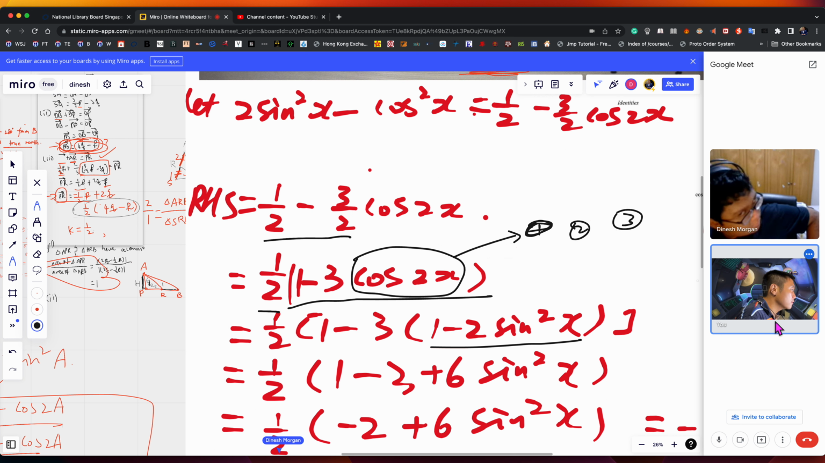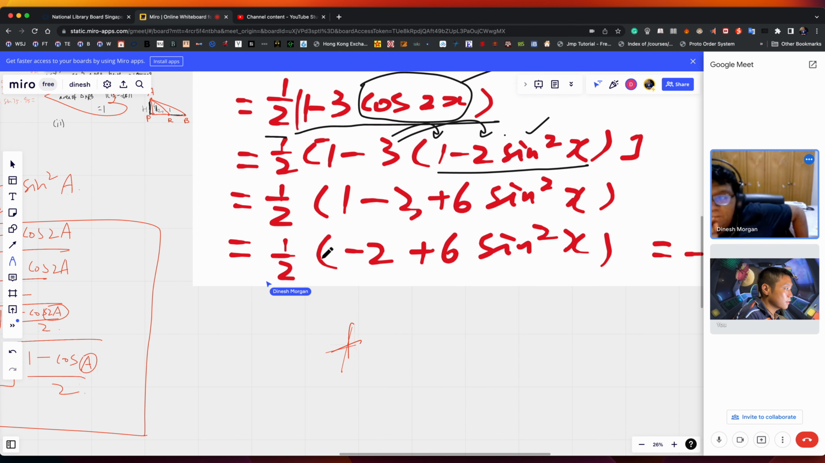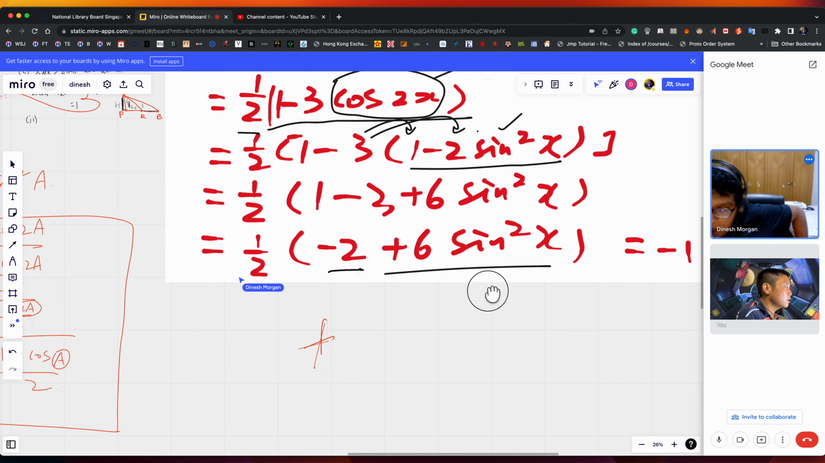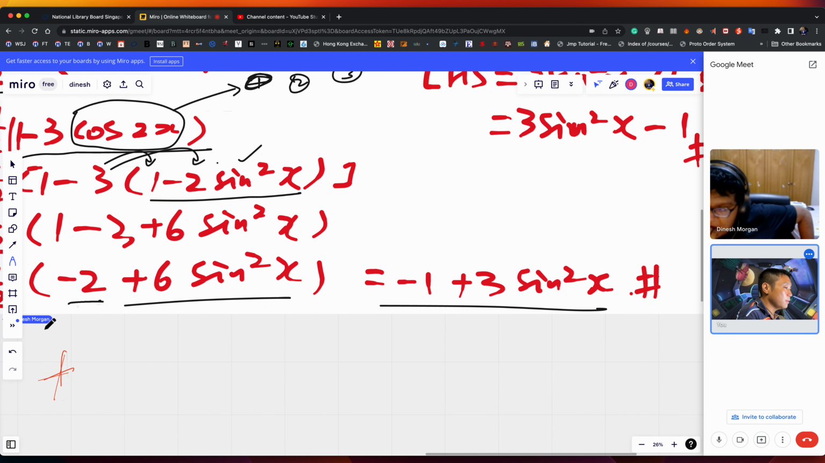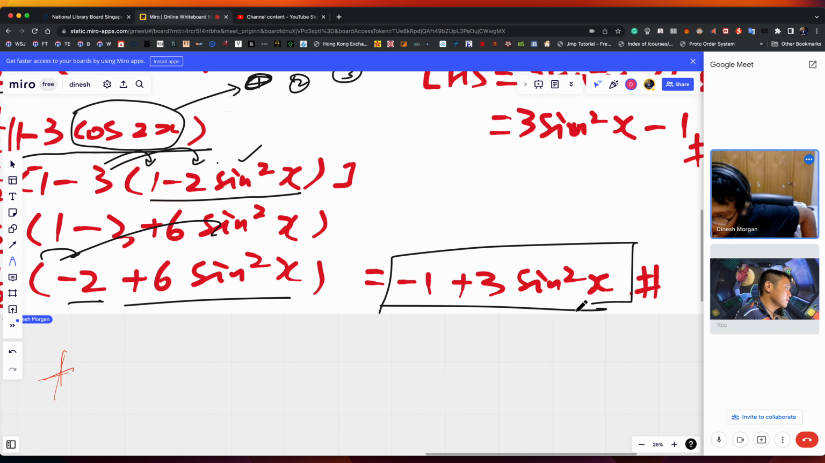And by the way, for the cosine 2x double angle formula, you have 3 versions that you can convert your cosine 2x into. I just pick one of them. So I pick this one. And then after that, you can open the bracket. So you get this. And then of course you continue, you get this. And then I try to open the bracket. I use the half to times in. Then I get this.